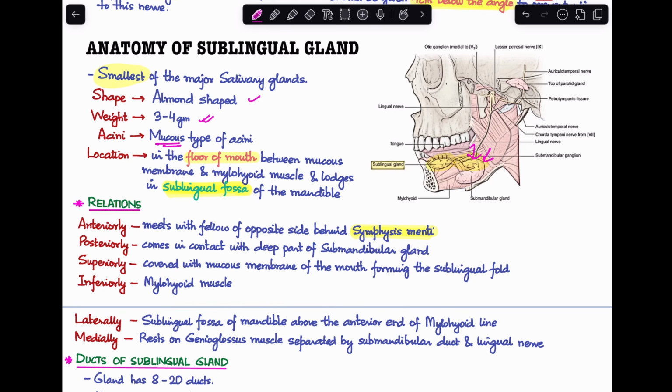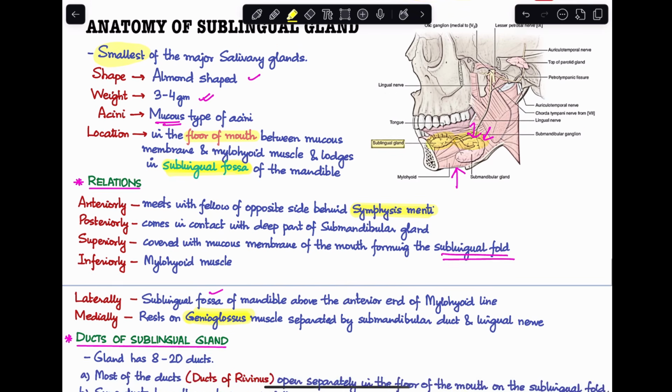Superiorly, it is covered with mucous membrane of the mouth, and it forms the sublingual fold. Inferiorly is the mylohyoid muscle. You can see in the image, this here is the inferior relationship. Laterally is the sublingual fossa of the mandible above the anterior end of the mylohyoid line. And medially, it rests on the genioglossus muscle separated by the submandibular duct and lingual nerve. So these are the relations of the sublingual gland.